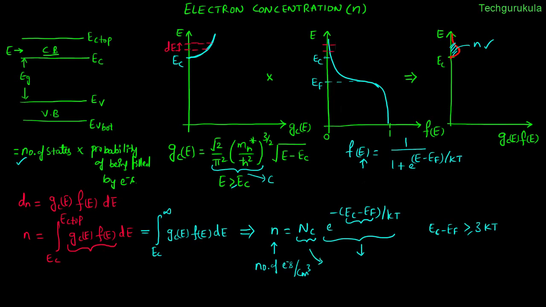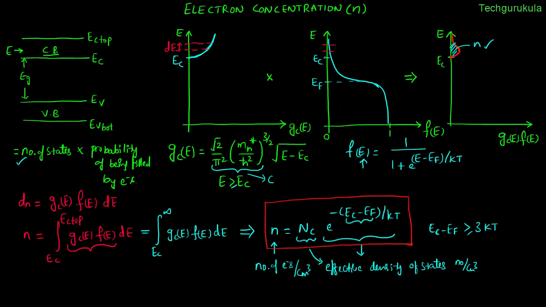So Nc basically means the effective density of states. Now what it means is n tells the number of electrons per centimeter cube, which is given by the effective density of states, which is number of states per centimeter cube, times the probability of the states being filled by electrons. This is a very important expression. We will be revisiting or using this expression again and again in this course. And every time, remember when you're using this formula that this condition should be satisfied. Only then this formula can be used.